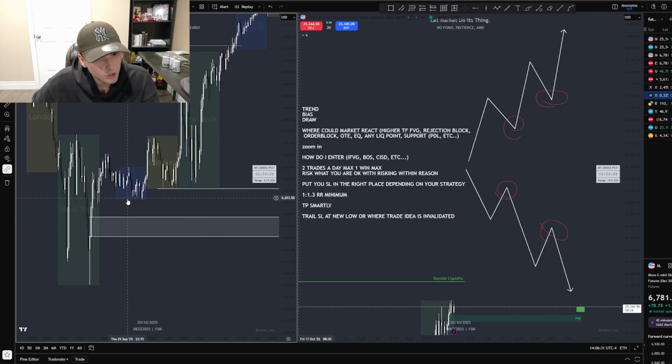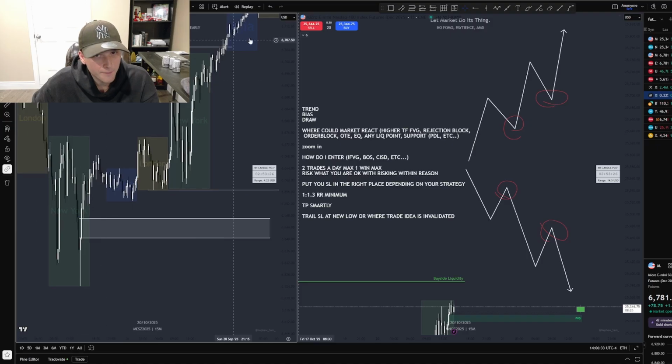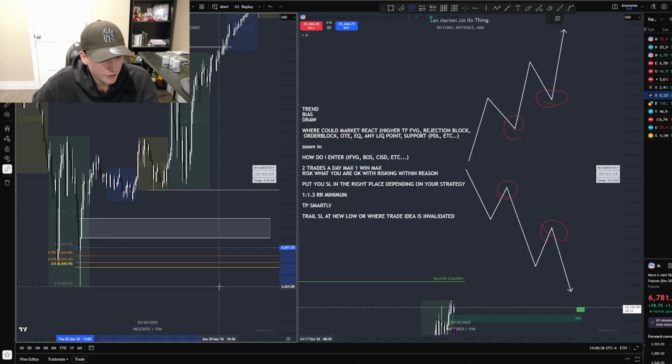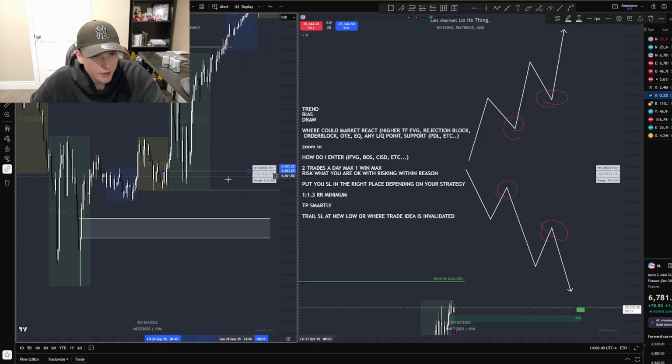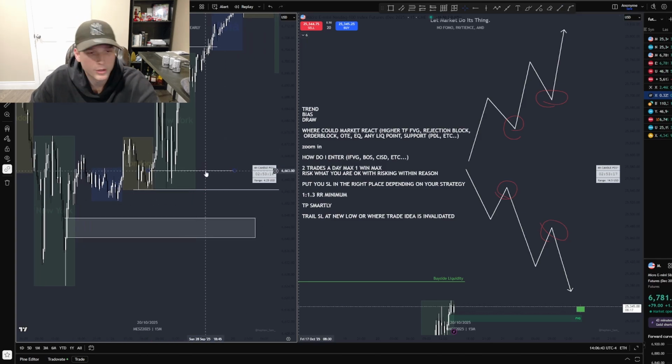Would have swept all these lows. Would have swept the previous session low. There's a fair value gap, there's a rejection block down here. There's a bunch of things where you can enter, right? There's an order block right here. Like there's a lot of things where the market could react.